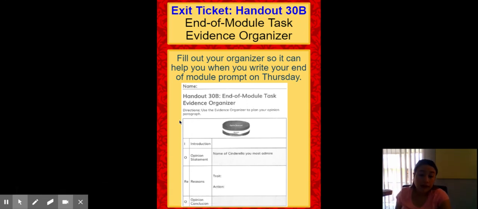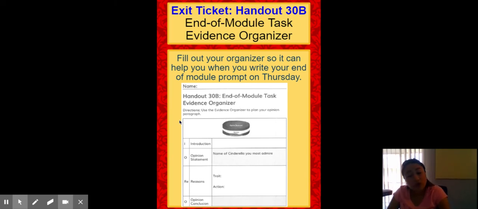If, for example, because she is helpful, which is a trait, why? Well, she helped mom clean. She's always sweeping. She's always cleaning after sisters and stepmom. And then your opinion. This is why I most admire blank. You're not going to write blank. You're going to write the name of the Cinderella you most admire.